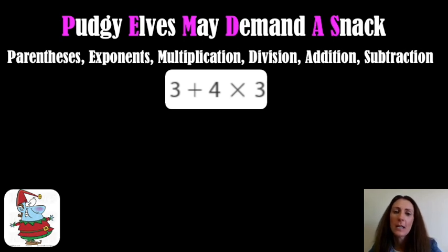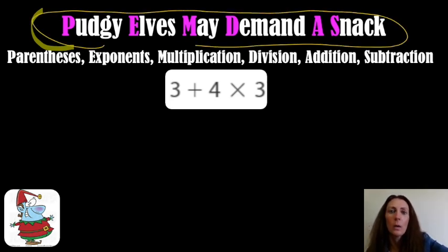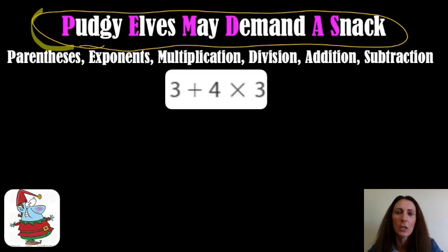Take a look at the screen. We have our saying up on the screen, which helps us remember the order of operations. So what comes first, second, third, fourth, fifth, and sixth? So we have Pudgy L's may demand a snack. That means that the first thing we're going to solve is what?